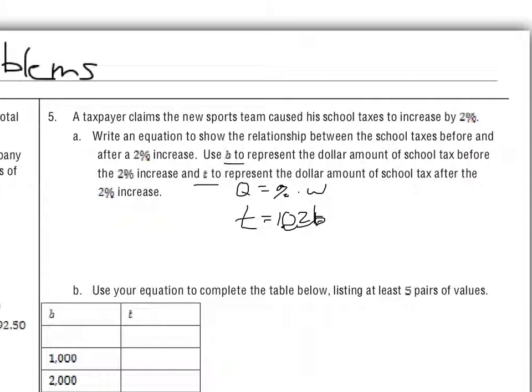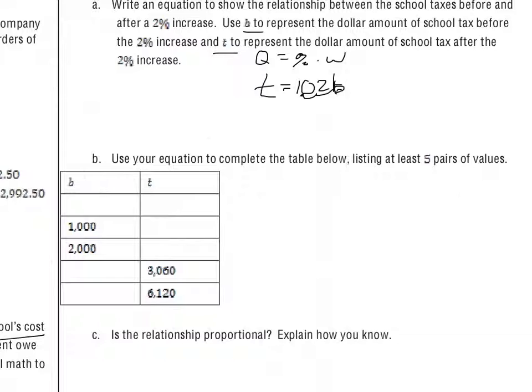Use your equation to complete the table below. So we can pick whatever value we want for B in the equation below. Obviously, if we choose 0, that's going to be really easy. 0 taxes is still going to be $0. Go ahead and use the equation to find the values that go in for each of the other 4 spaces.